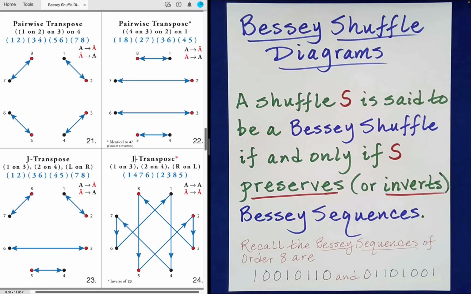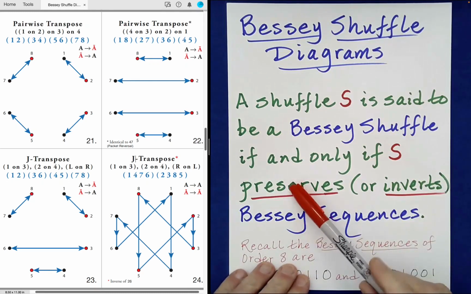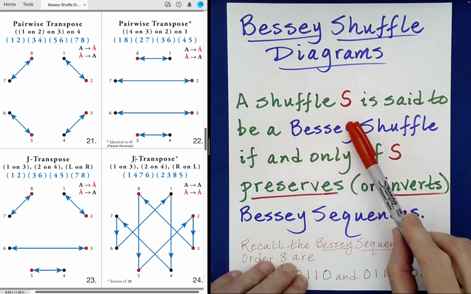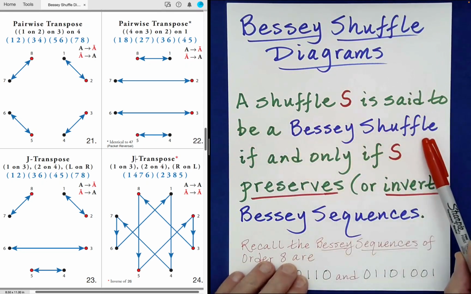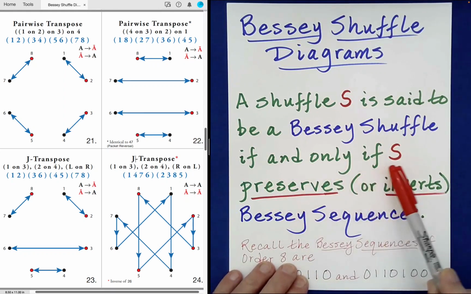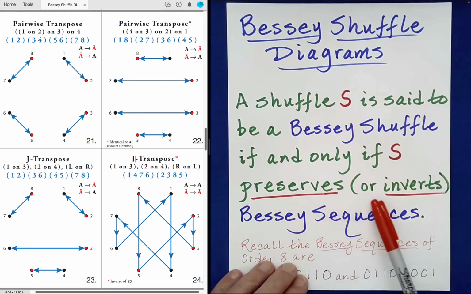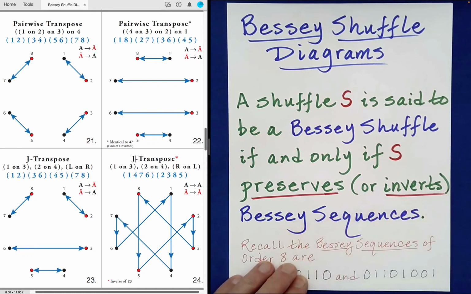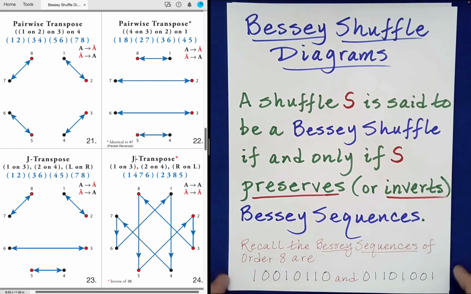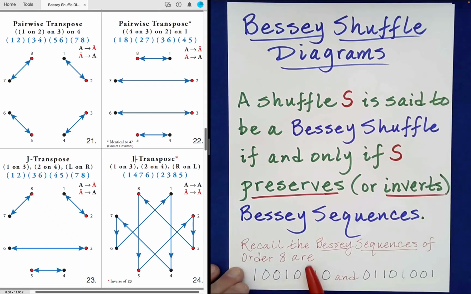This is the 6th video devoted to Bessey shuffle diagrams. Let's take a quick review of a few definitions. A shuffle S is said to be a Bessey shuffle if and only if S preserves or inverts Bessey sequences. Recall the Bessey sequences of order 8 are 1 0 0 1 0 1 1 0 and its inversion 0 1 1 0 1 0 0 1.